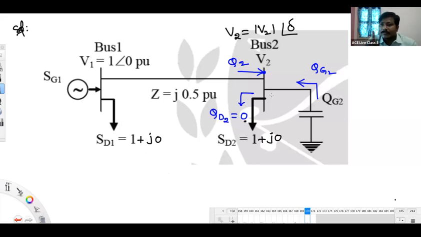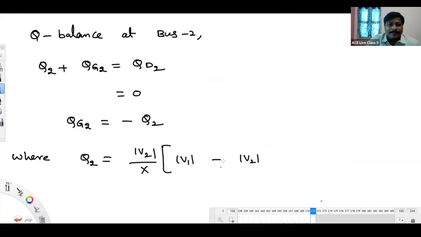Who is your reference now? V2 is the reference. So V1 is replaced with V1 times cosine of the angle: V1 into cos delta minus V2. Like this you can see.